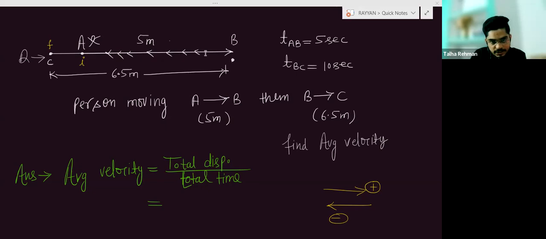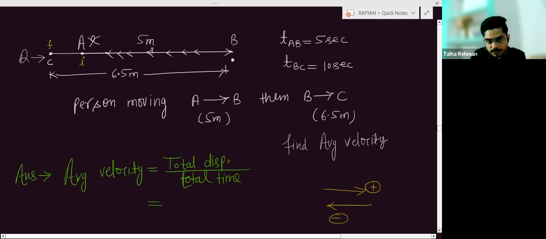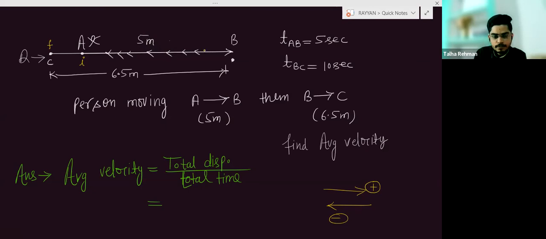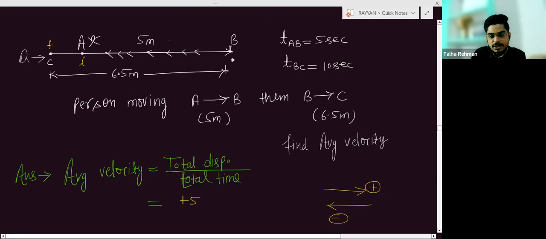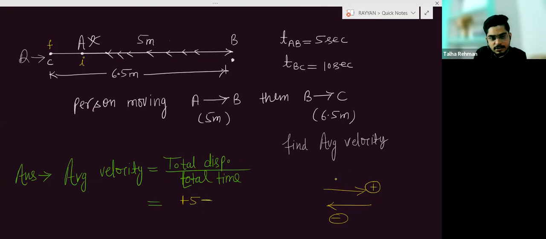Person is moving in this direction. 5 meter in this direction. So this will be plus 5. And person is moving in this direction. So this direction you have assumed negative. So you will take minus of 6.5.